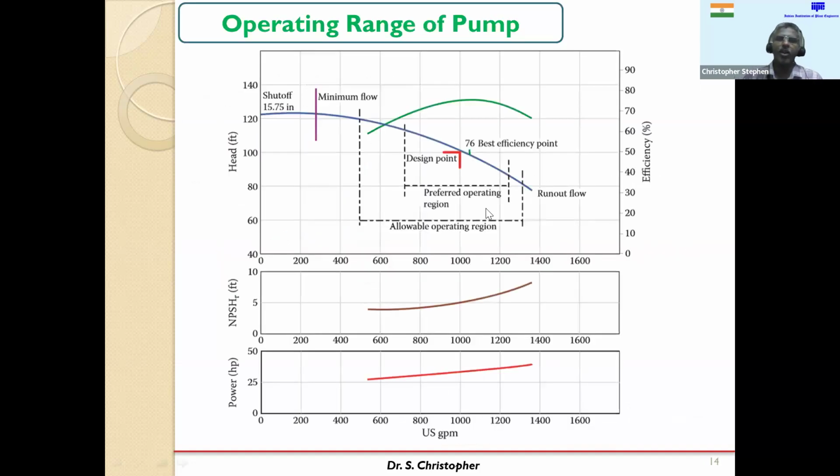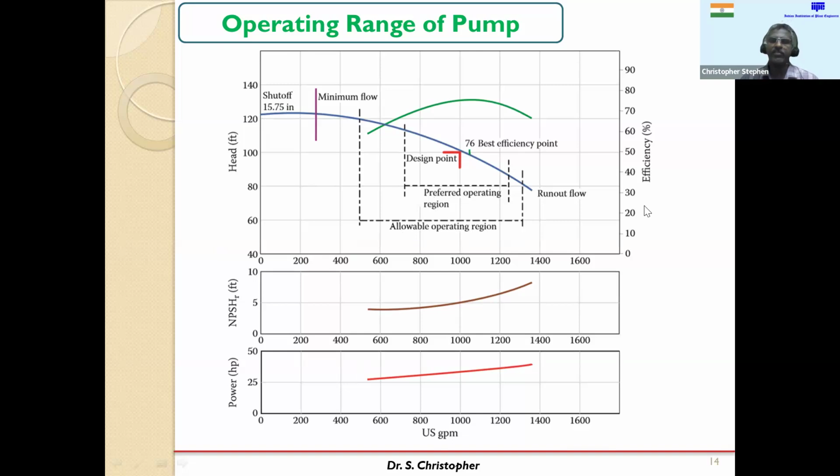Okay, now this is the operating range of your pump. This is from the standard. The top one is the head curve. This is the net positive suction head related to cavitation. In this presentation, I'm not discussing cavitation. And this is the power absorbed by the pump. You can see this is the design point. Design point is nothing but the maximum efficiency we are getting. And this is the preferred operating range. This is the allowable operating range.